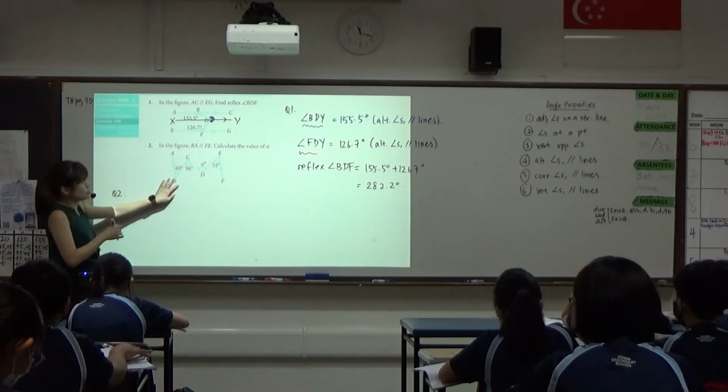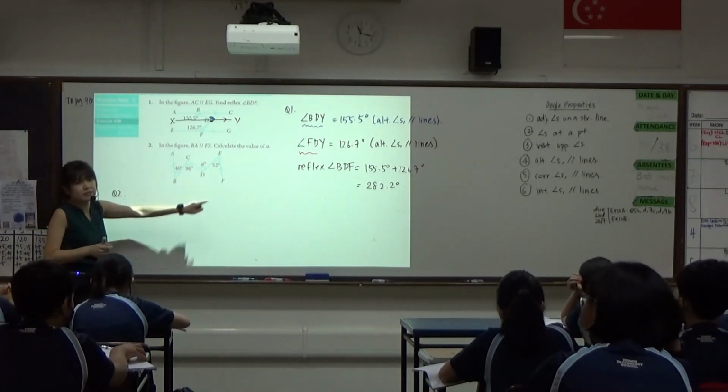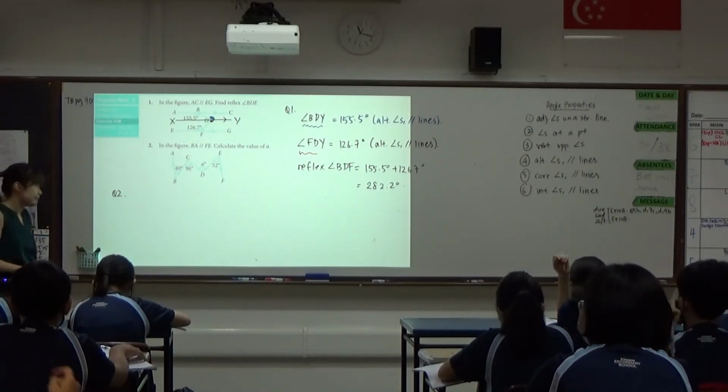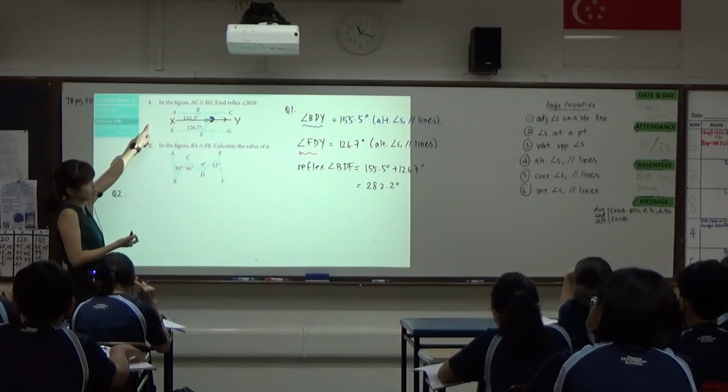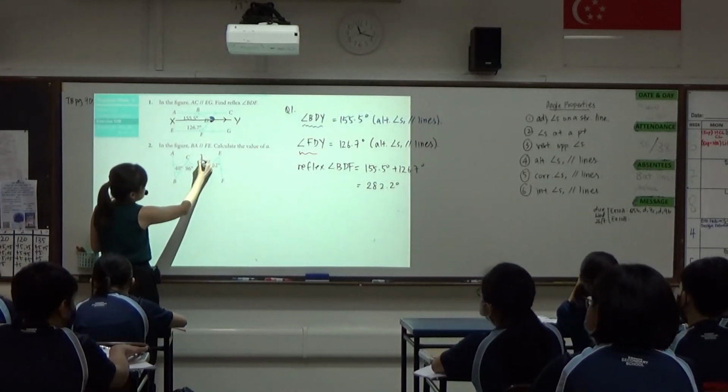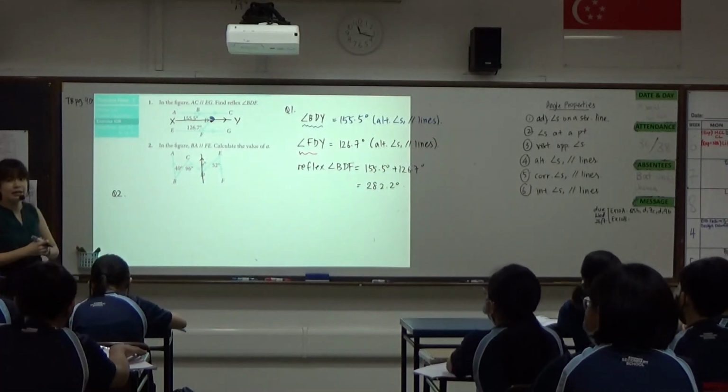Okay, question 2. I want to find out what is 8 degrees. So again we will include a parallel line. If I do the same thing as what I did in question 1, which is to draw a parallel line over here, is this helpful enough?